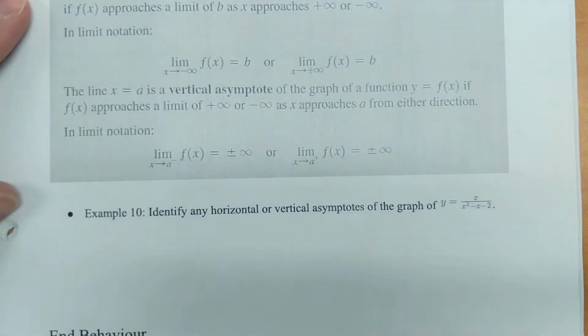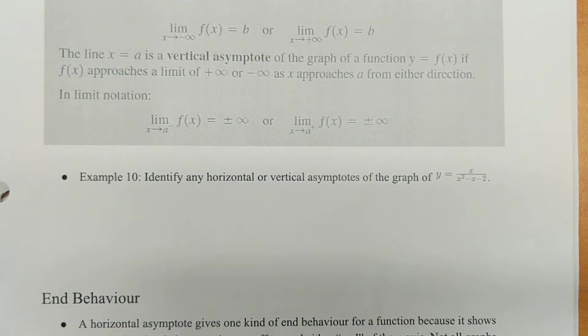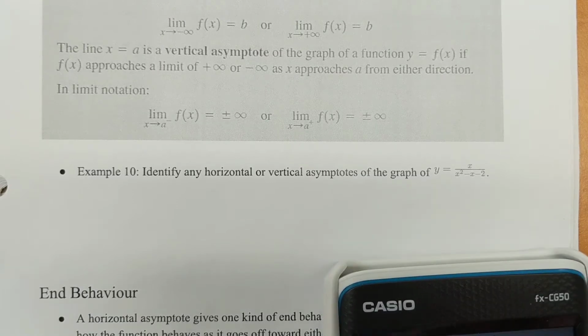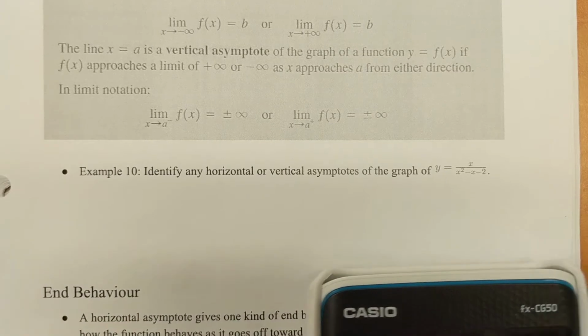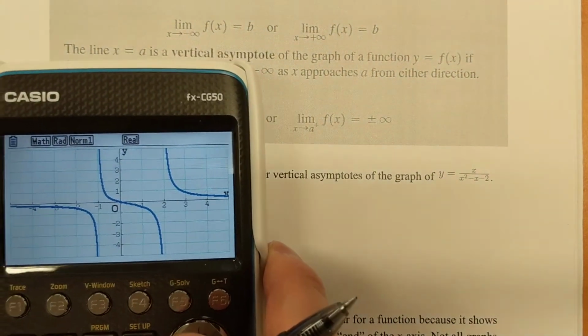Okay, asymptotes. An asymptote is a line that the graph approaches but does not cross. So if we look at our equation here for this one, you have x over x squared minus x minus 2. I'll zoom in. Okay, so it looks like that. Okay, so there's my graph.